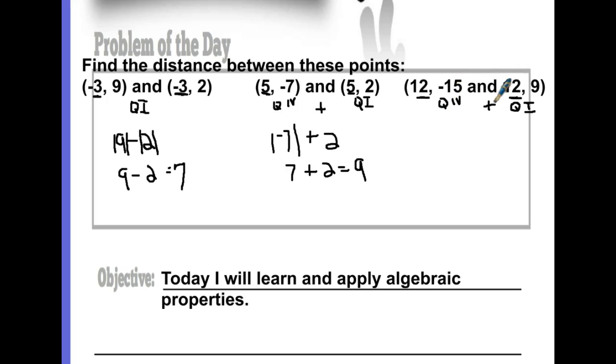And we have 15 and 9, and because they're in different quadrants, again, we said we're going to add. So I'm going to add the absolute value of negative 15 plus the absolute value of 9. The absolute value of negative 15 is 15, plus 9. 15 plus 9 is 24. Nice.